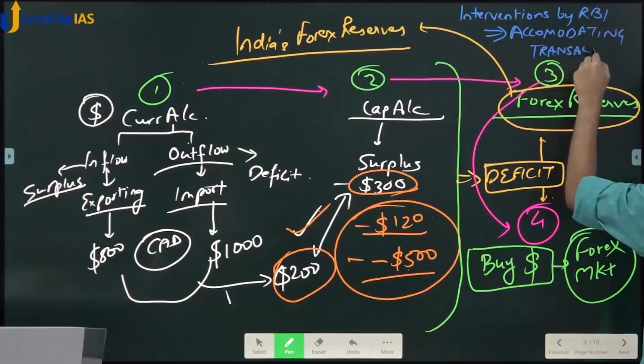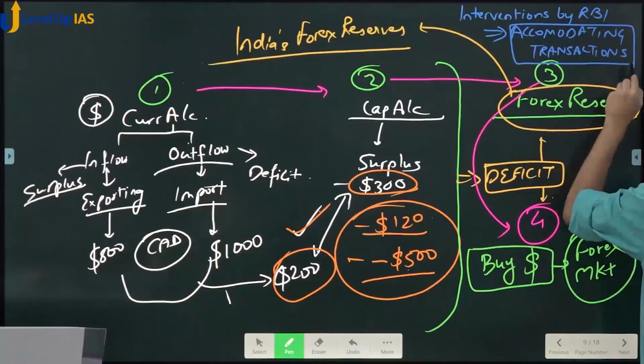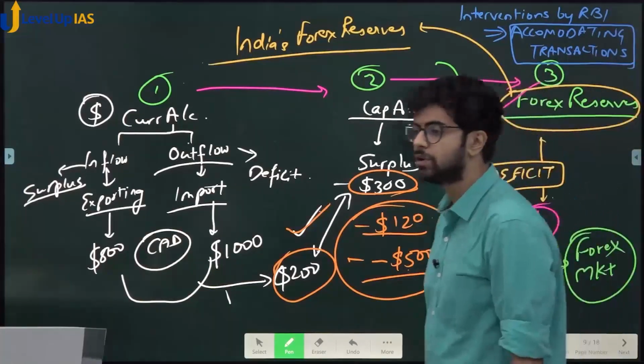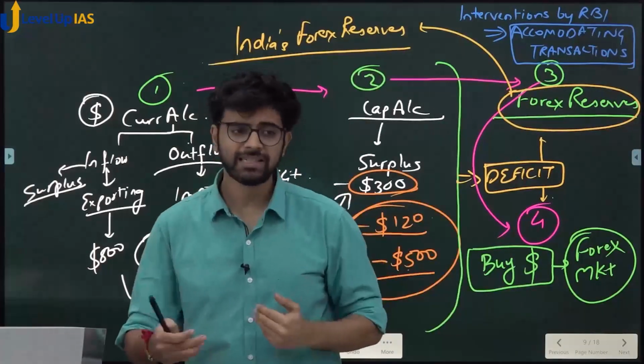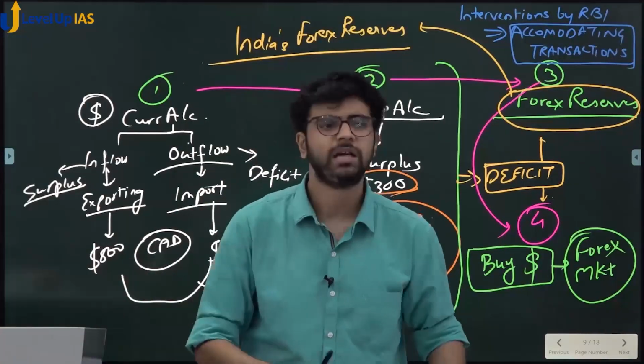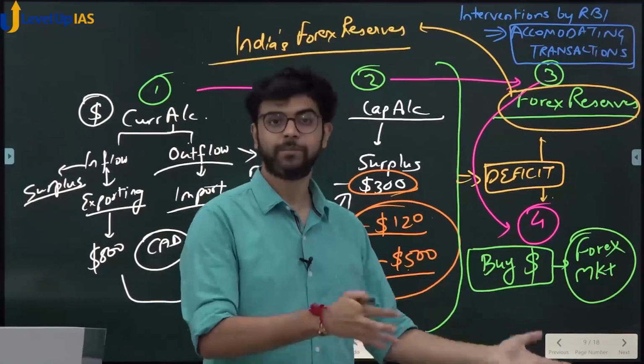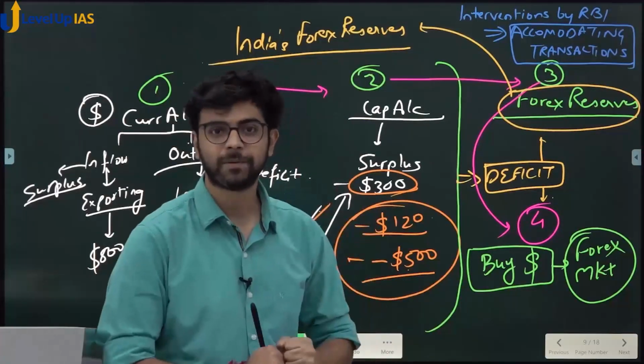Accommodating transactions. Why accommodating transactions? Because RBI is trying to accommodate the deficit. That yes, a deficit has happened, let us arrange some funds, let us accommodate it, let us help it. Okay? If a surplus has happened, let us accommodate it, let us take it away from the money supply, right?